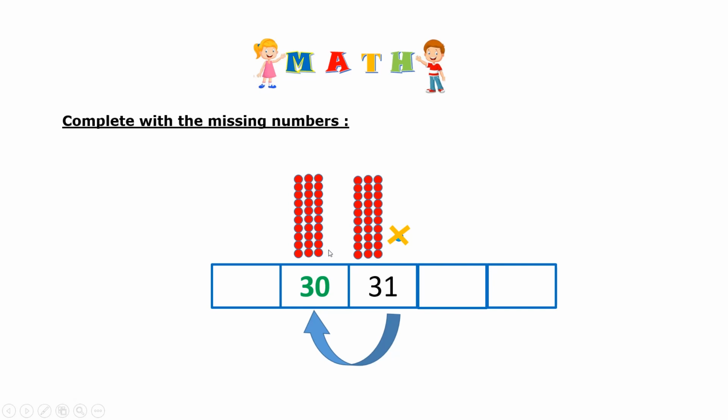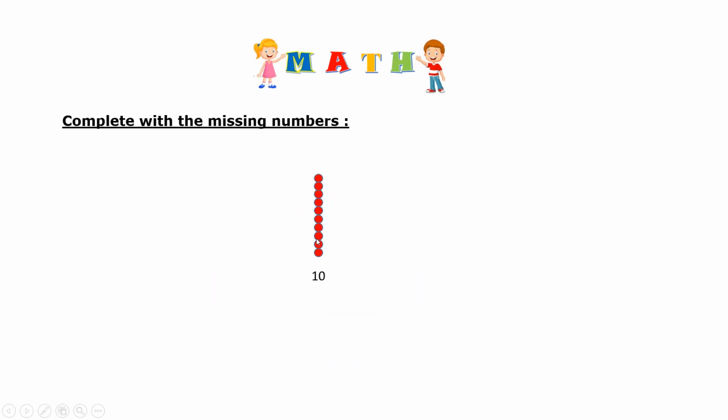Okay? Now, here for the 30, if I want to know what's the number just before 30, how can I know? Here I should remove 1 marble from the tens. But if I remove 1, it's no more a 10. Look, if I have a 10 and I remove 1, so I have 9. That's why I will make it blue, because the tens are red and the ones are blue.